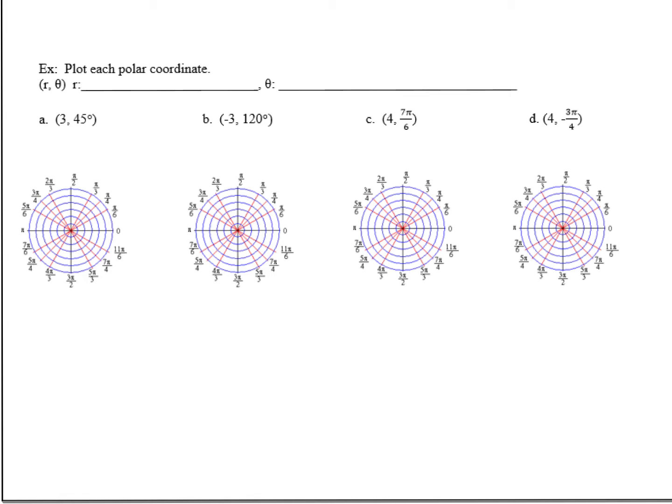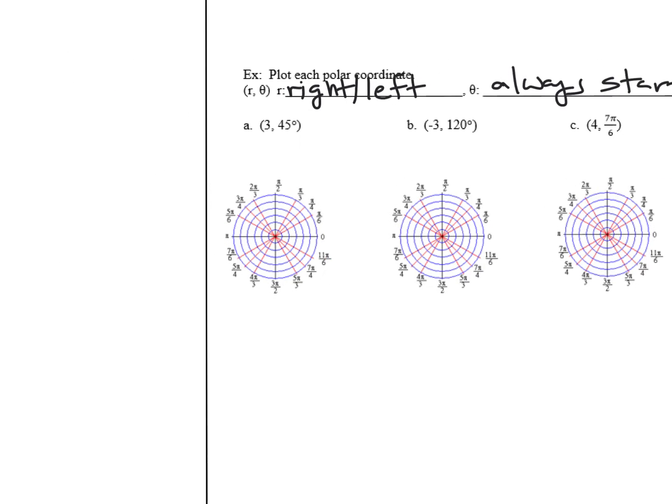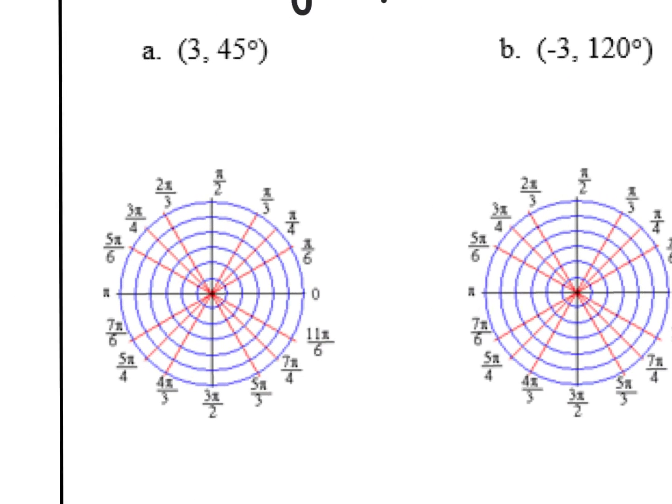All right, so if you're plotting them, think about it this way. R would tell you which way to go, right or left. Theta, we would always start at 0. Now to do each one of these, I just gotta zoom in a little closer. We'll kind of do them one at a time.